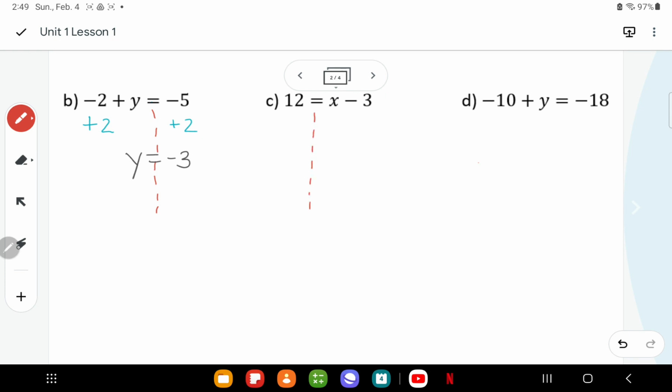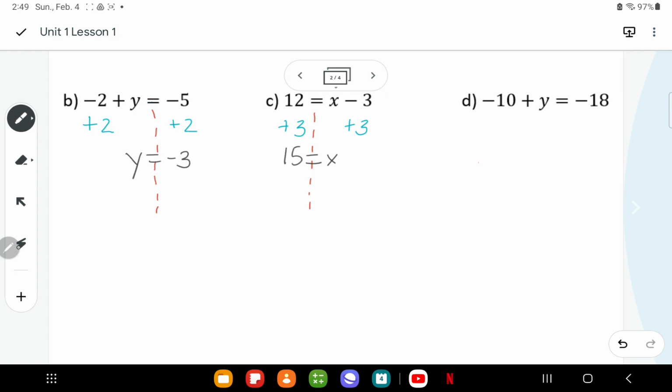Okay. For C, I'm drawing my line down that middle, looking at my variable. This one's a little bit different because my variable is on the other side. It's on the right-hand side of the equal sign, but it's going to work just the same way. I have to get rid of this minus 3, so I'm going to do the opposite of minus 3. I'm going to do plus 3, and I have to do that on both sides. So here, x minus 3 plus 3 is going to just be x because the minus 3 and the plus 3 are opposites. And on the left, I get 15.